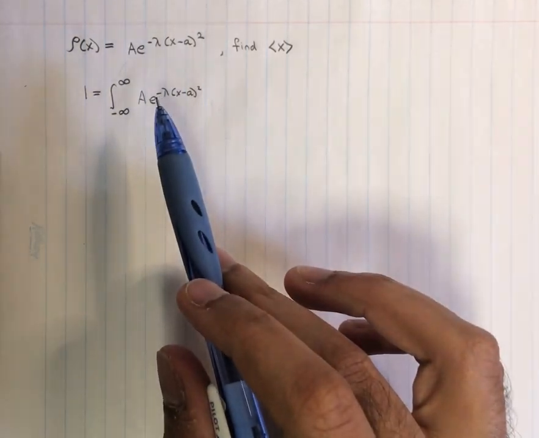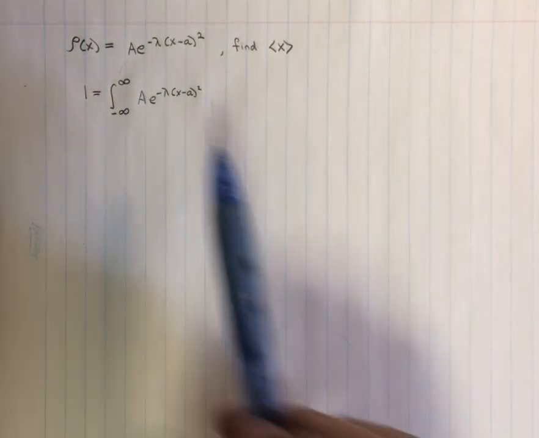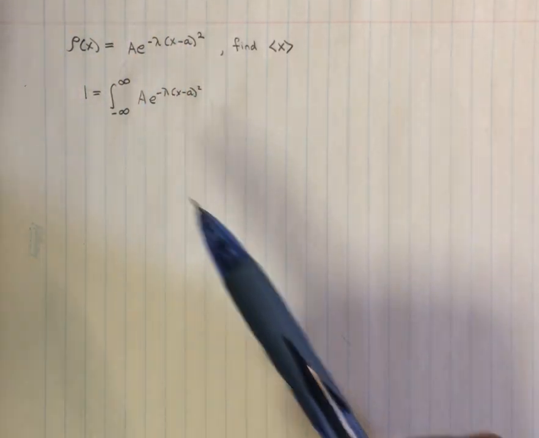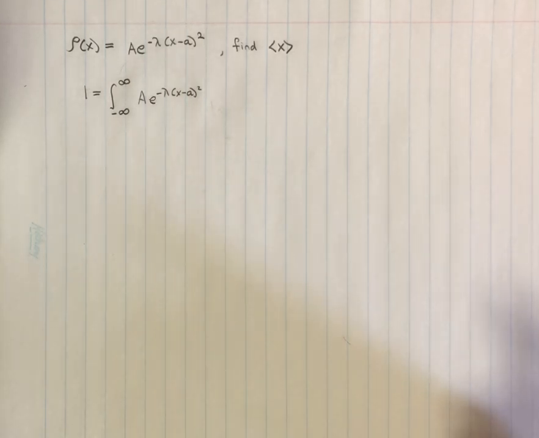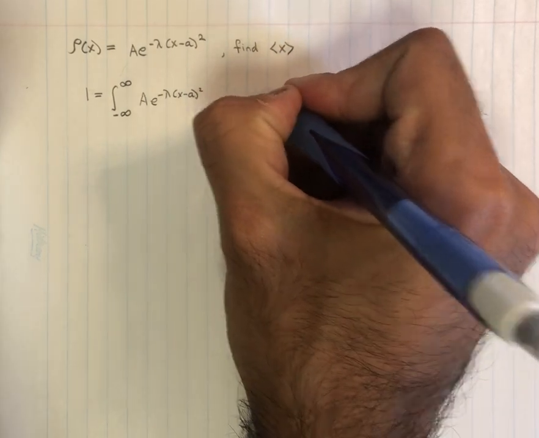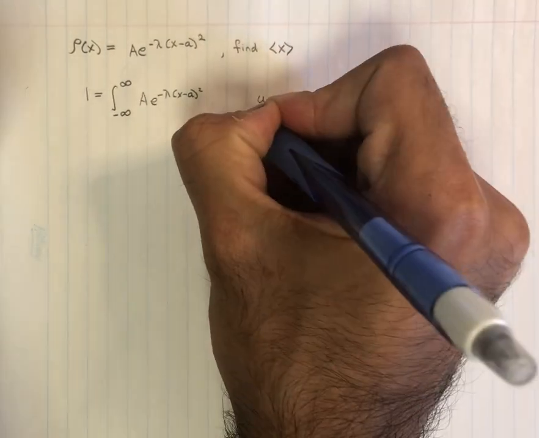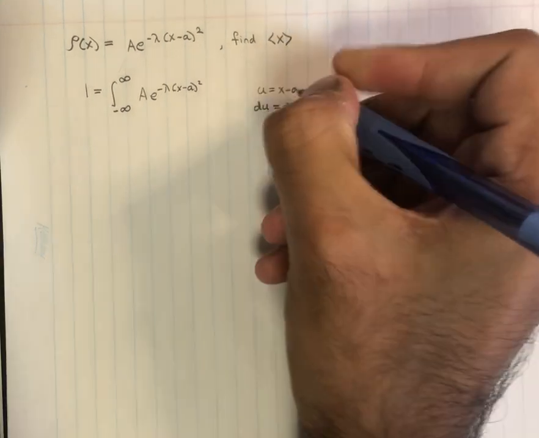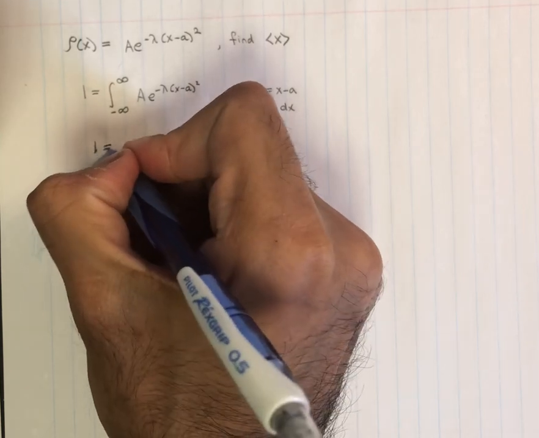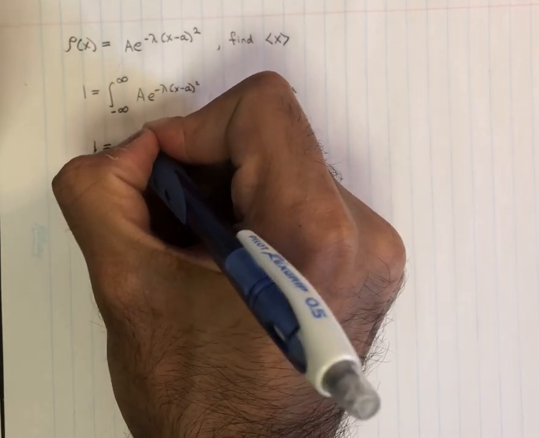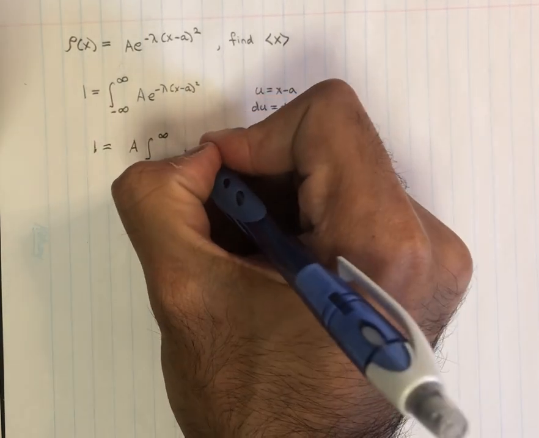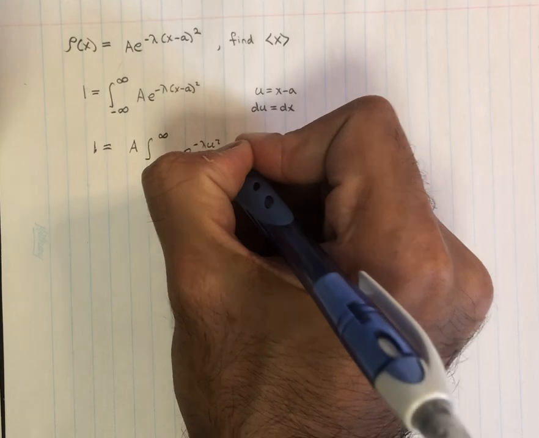Now notice that we didn't square the function here, and that's because this is the actual distribution we want to compute. It's not an eigenstate that we want to compute. So we can do this by letting u equal x minus a, du equals dx. Then we find that 1 is equal to a times the integral from minus infinity to infinity of e to the minus lambda u squared du.